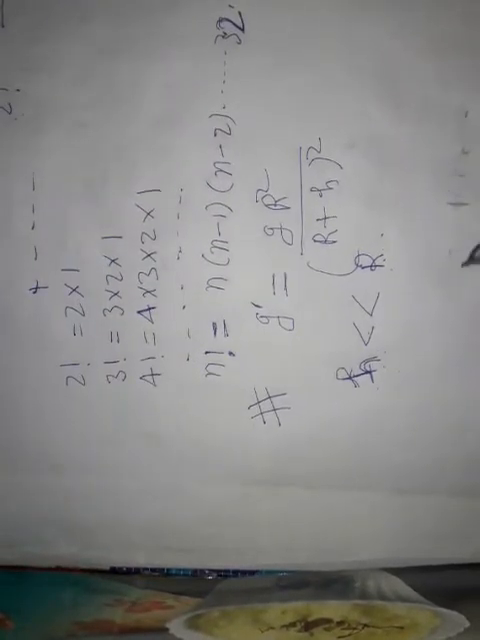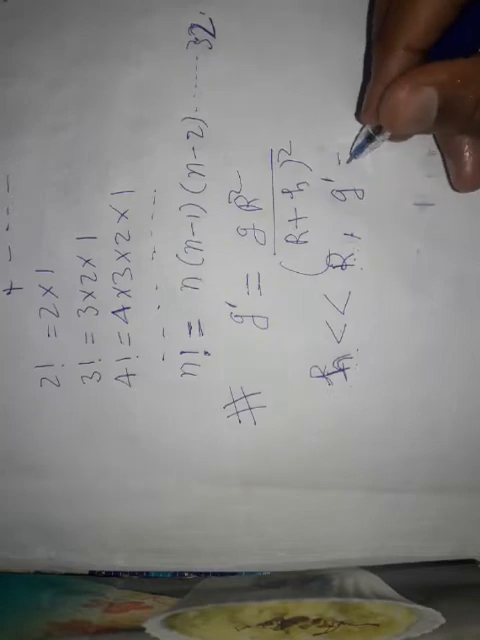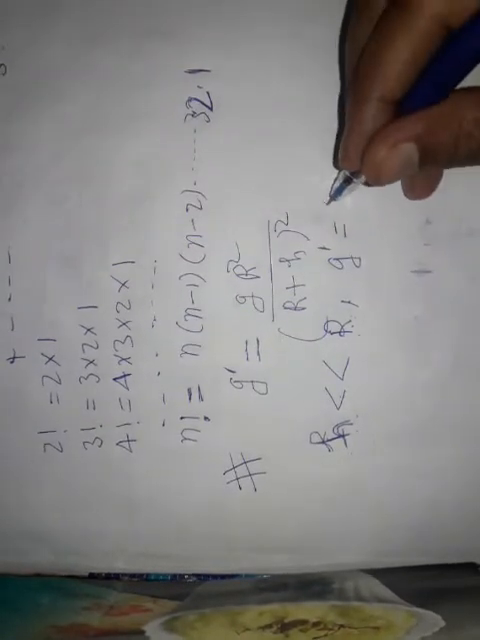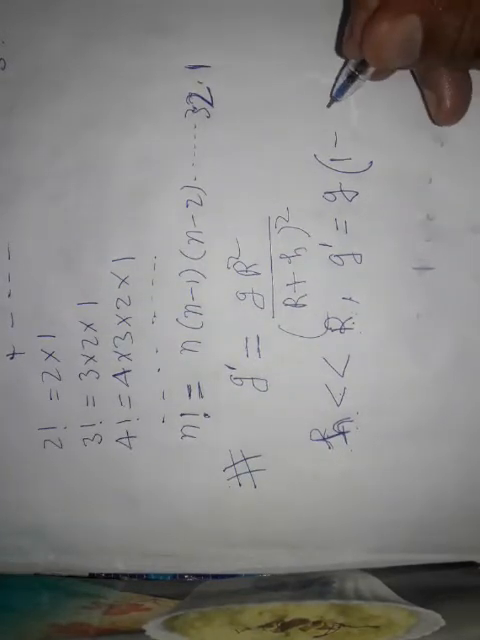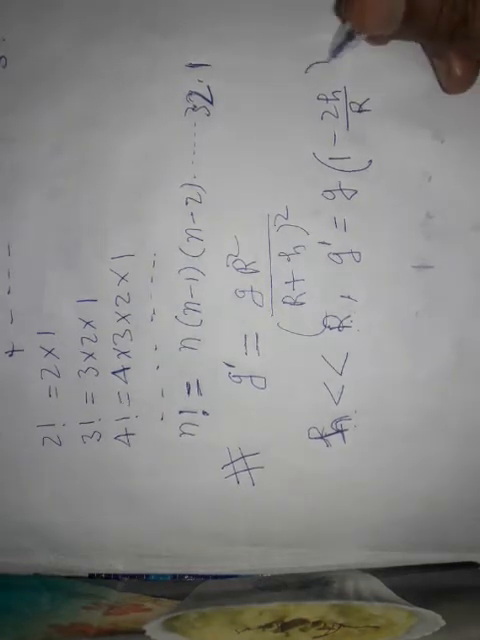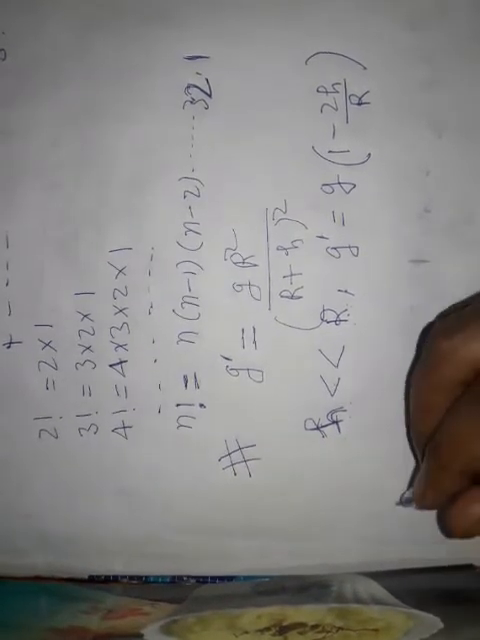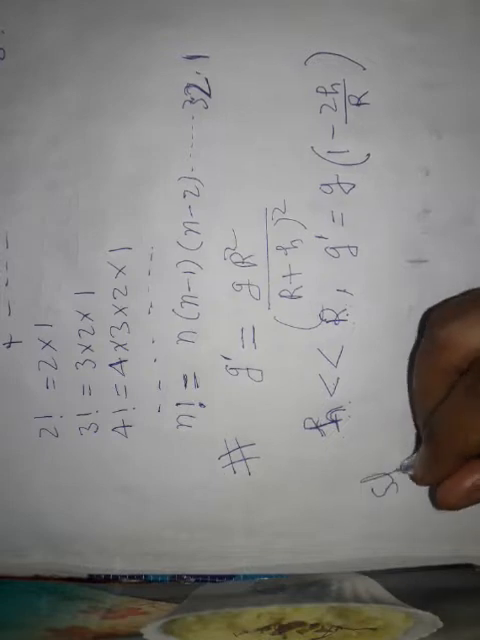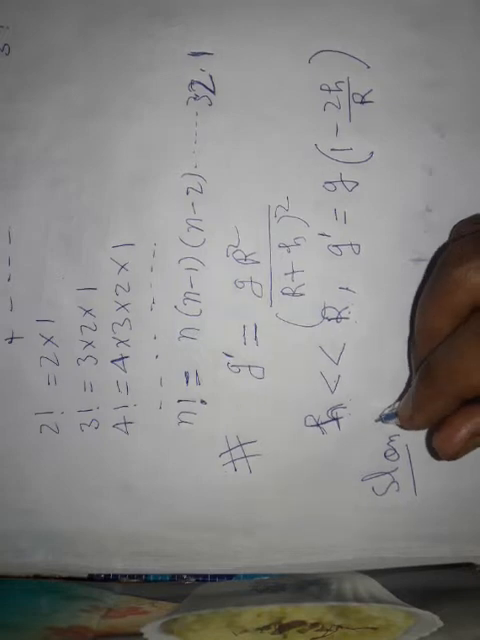So we have to prove that g dash equal to small g in bracket 1 minus 2h upon capital R. So how can we prove it? Observe the solution.